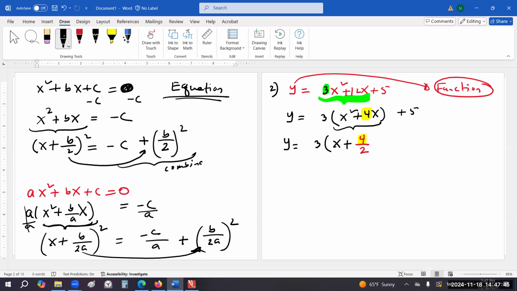And then it's outside. Now we're going to subtract the same amount, half of b squared. But since we have a leading coefficient here, we need to multiply by that also. So it's 3 times half of b squared. And our useless constant, we bring it down.